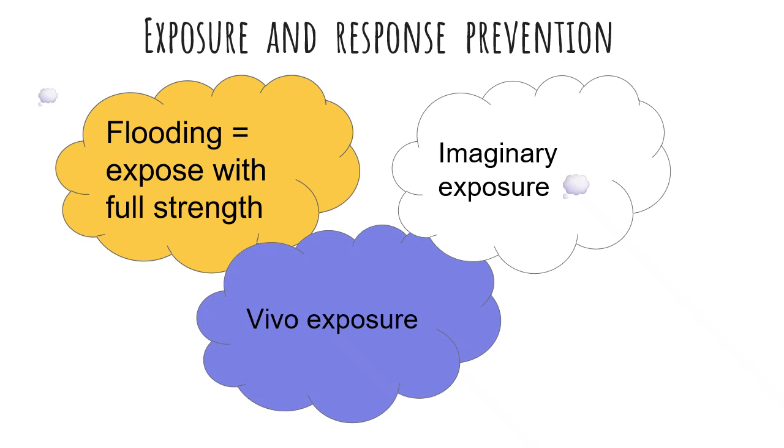Next is exposure and response prevention. So what are the exposures? Basically, these are the very basic techniques that people use in systematic desensitization. First one is flooding. Flooding is nothing but full exposure, exposure at full length.